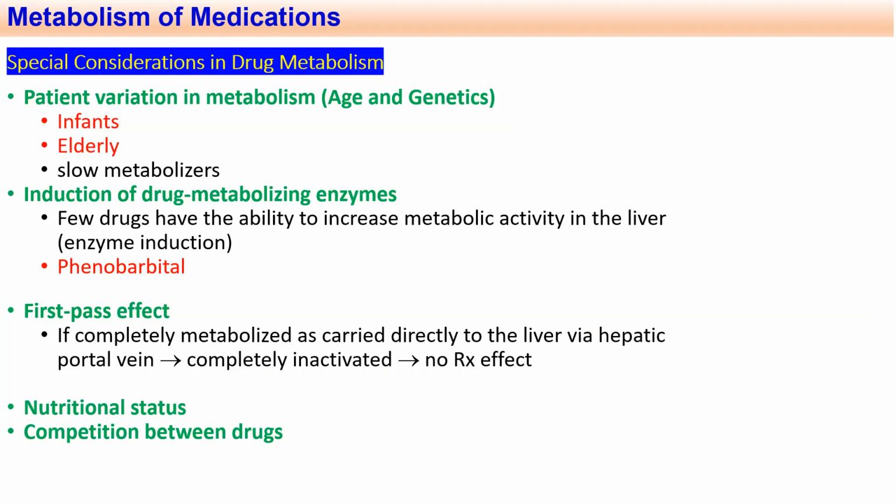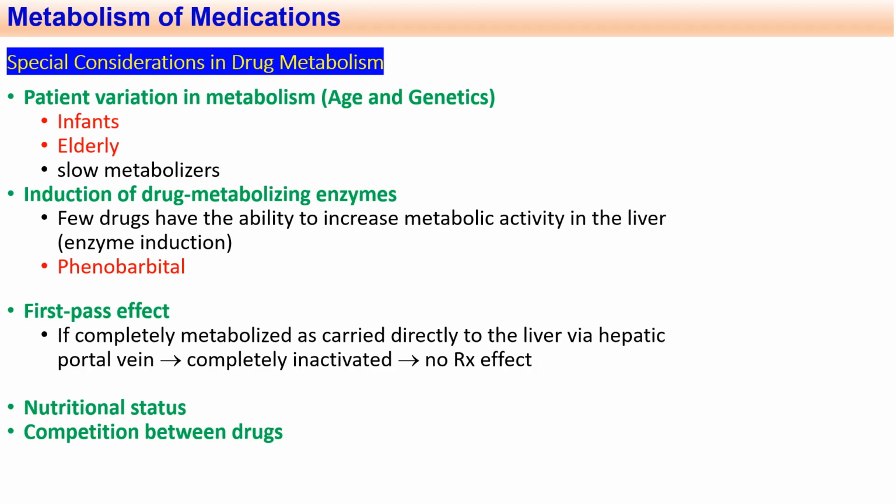Special considerations of drug metabolism. Patient variation in metabolism, like Asian genetics, like infants do not develop a mature CYP system until 1 year of age. The elderly, the CYP system is reduced, so patients may require lower doses of the drug.